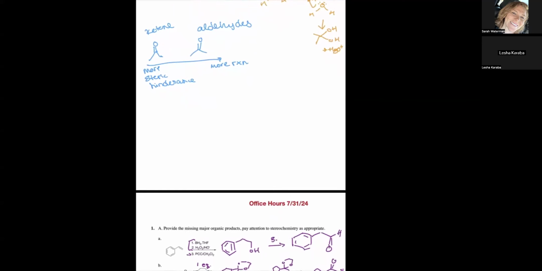And the last little thing to think about as we go along: primary amines make an imine, and secondary amines make an enamine. So just some little notes to think about as we're going along.